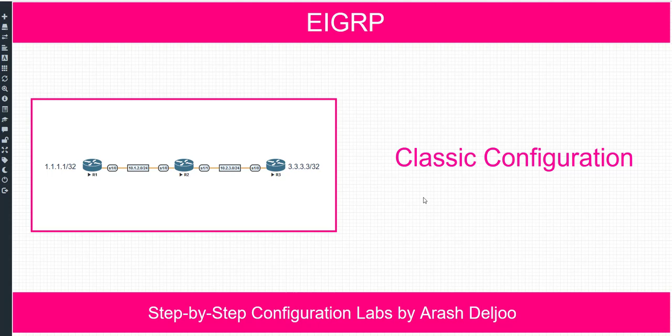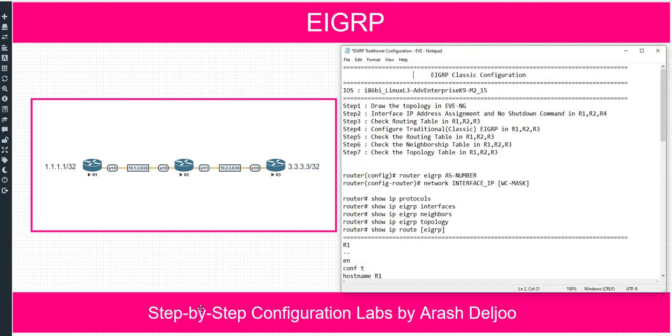EIGRP classic configuration. In this video, I am going to show you how we can configure EIGRP with classic configuration. Actually, here we have a notepad file or text file. In this text file, we have 7 steps. For this scenario, this is our scenario R1, R2, and R3. And here you can see in step 1, you should draw the topology in EVE-NG.